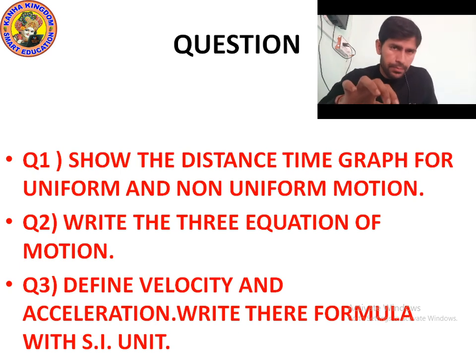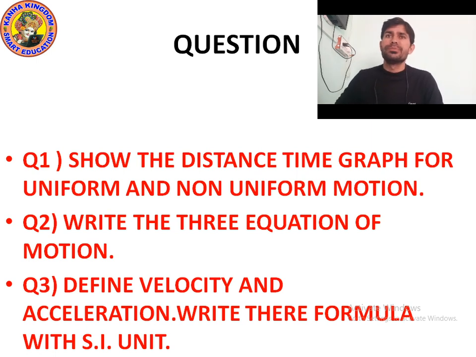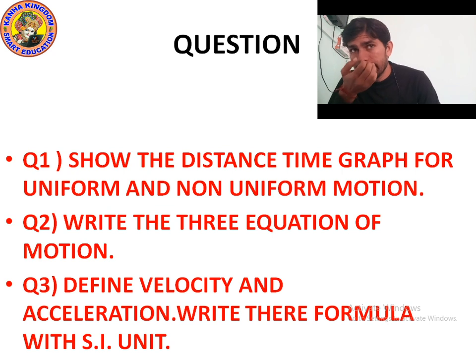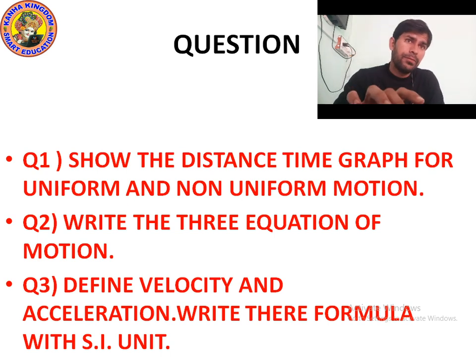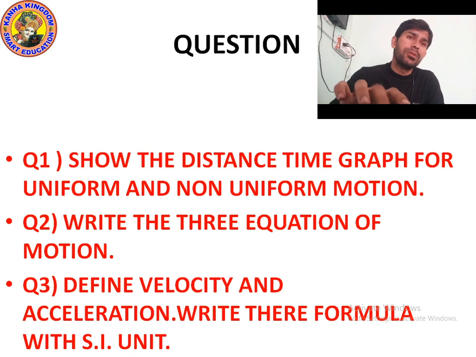As you know, the distance time graph for uniform motion will always be a straight line graph. This is because in uniform speed a body travels equal distance in equal intervals of time. The graph for non-uniform motion will be a non-linear curve. This is because in non-uniform speed a body travels unequal distances in equal intervals of time.